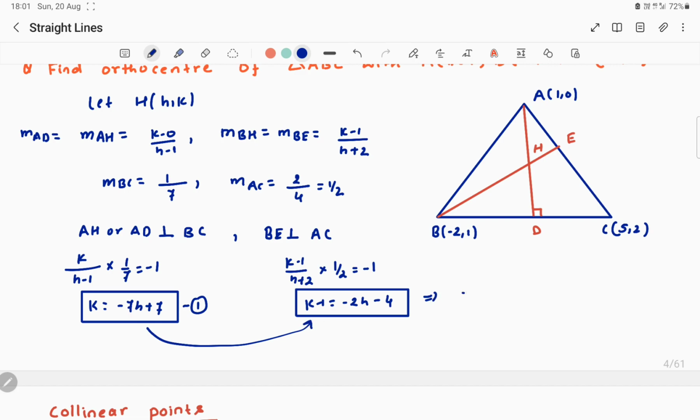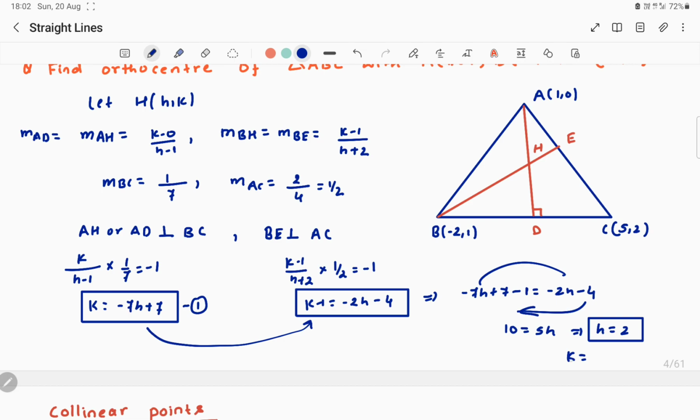Quickly, we get -7h plus 7 minus 1 is -2h minus 4. Send this guy to this side and this guy to this side, so we get 6 plus 4, 10, and here we have 5h. This implies h is equal to 2, and the k value correspondingly is -14 plus 7, which is -7.